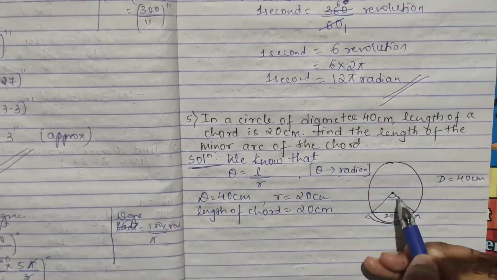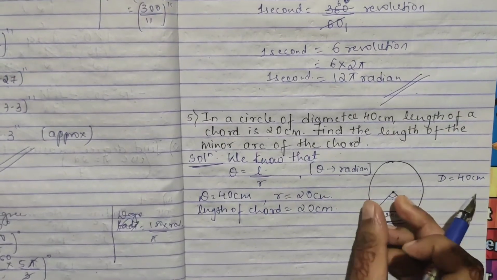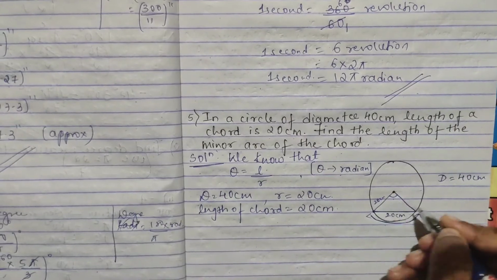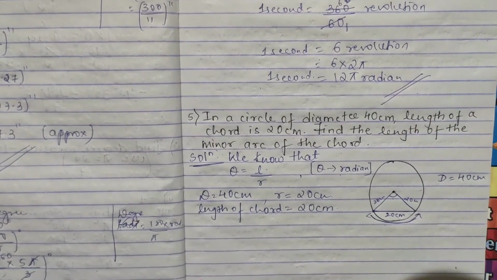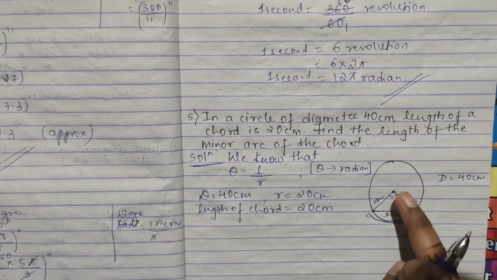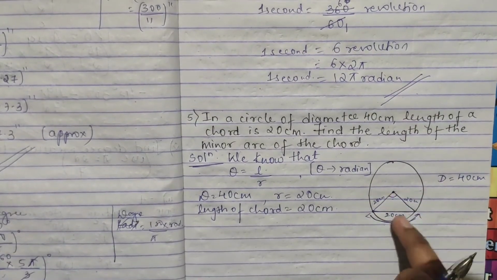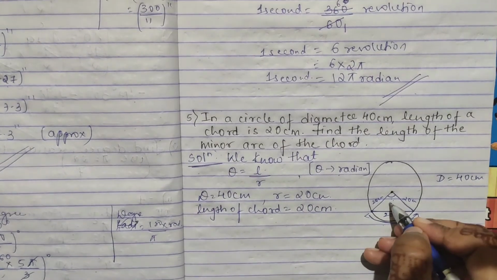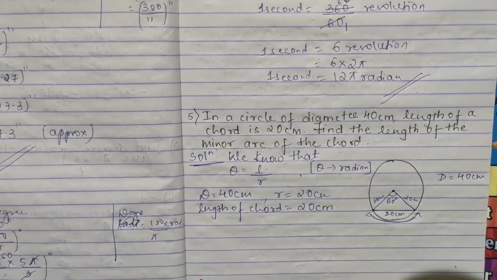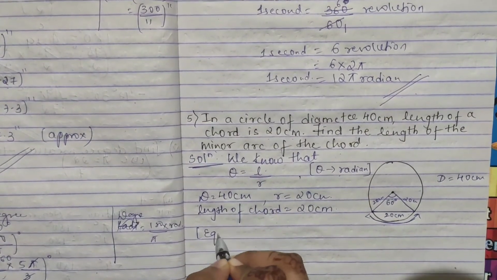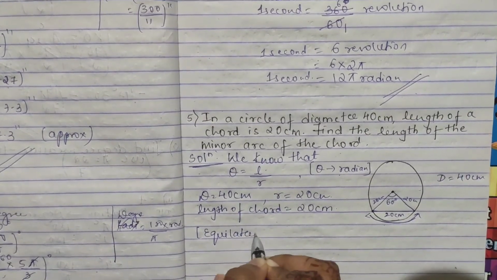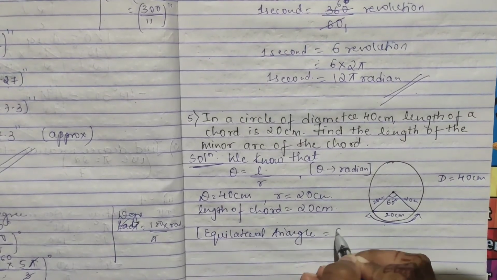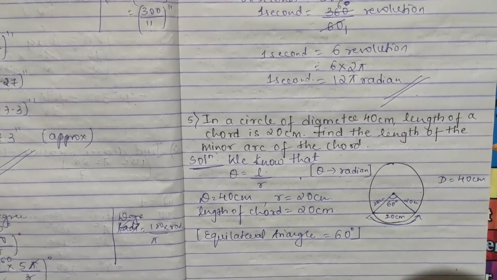This is our radius only, right? This part, half of the diameter, is our radius. So radius is how much? 20 centimeter. So the length of the chord is 20, this is 20, this is 20. So three sides of the triangle are 20 centimeter, which means this is an equilateral triangle. The angle of an equilateral triangle is how much? 60 degree, right? Here you can write equilateral triangle angle is equal to 60 degree.